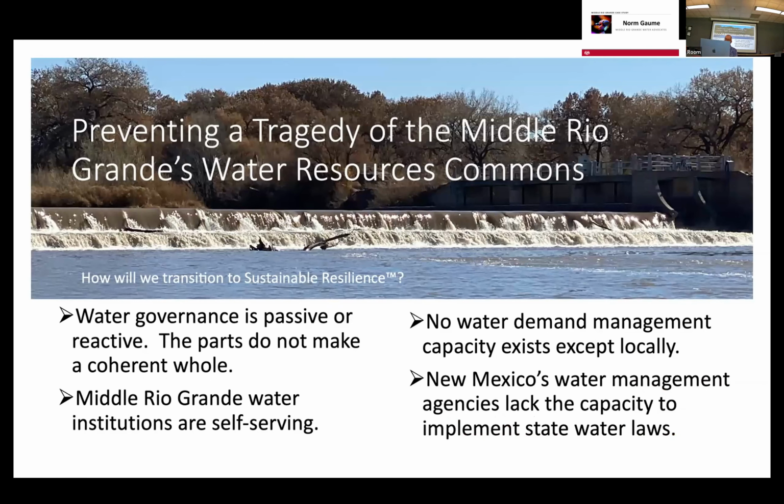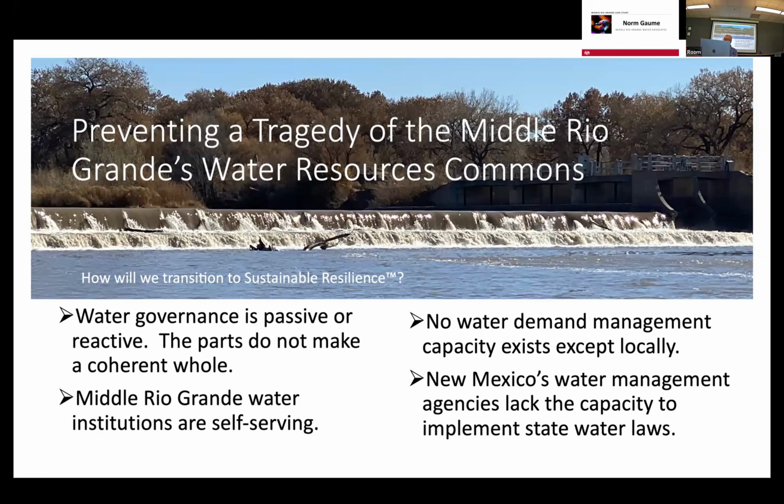My mission now, and the mission of the organization that I lead, and of relatively few other people in the Middle Valley, is to prevent a tragedy of the Middle Rio Grande Water Resources Commons. The water resources of the Middle Valley are the public's. People have a right to use it, but it's the public's water, and it would be a violation of public welfare and public interest if we allowed ourselves to violate the compact. But we don't have the means in place to prevent such a violation.